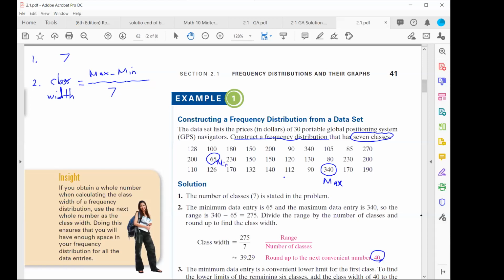So the difference between 340 and 65 is 275, divided by the number of classes, which is 7, is 39.29. You can round it up to the next convenient number, which is 40. Any questions so far?